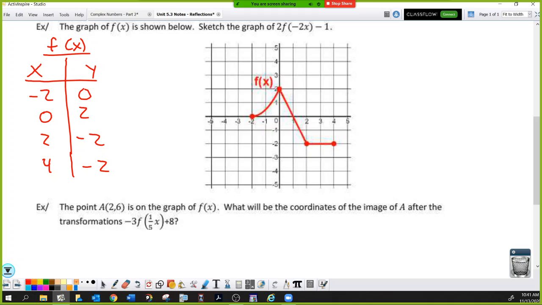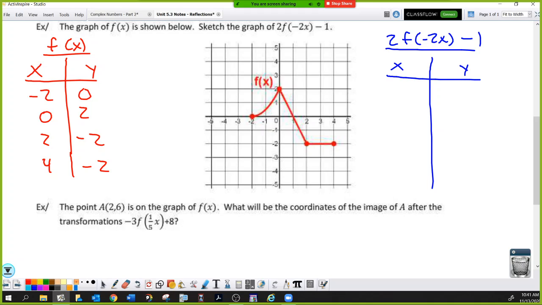Cool. I'm darn near out of horizontal space, so I'll come over here and I'll do 2f of negative 2x minus 1. And we know there's still going to be 4 points. Let's do the y's first. I have 2 outside changes. I have a 2 on the front, which is multiplication, and I have a minus 1 at the back.